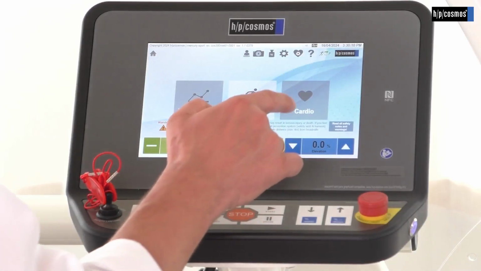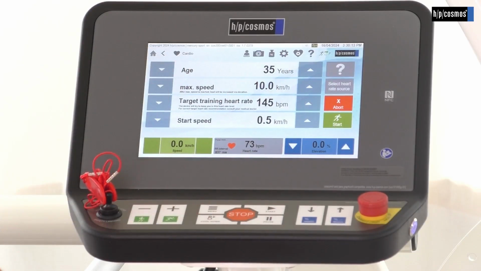The purpose of the cardio mode is that a treadmill will change the speed or the elevation according to your heart rate. Therefore, it needs to know your heart rate, and the treadmill will get faster or slower in order to get you to your defined target heart rate zone.